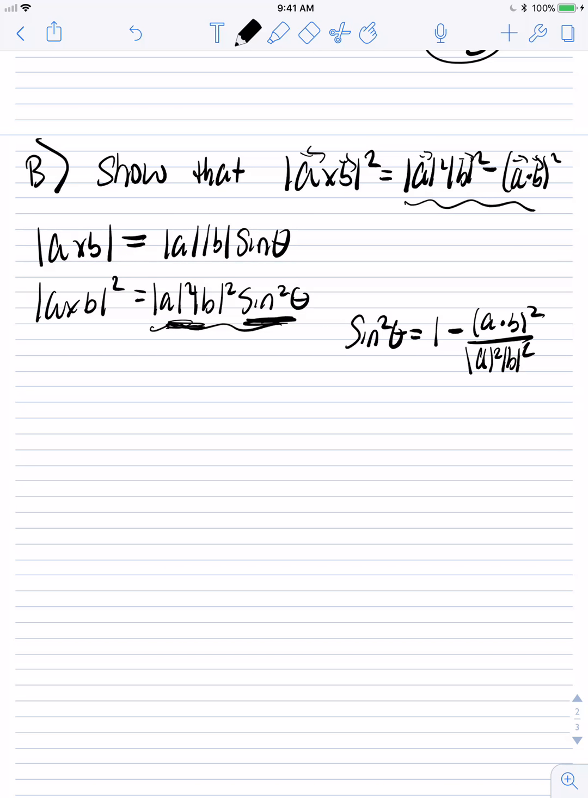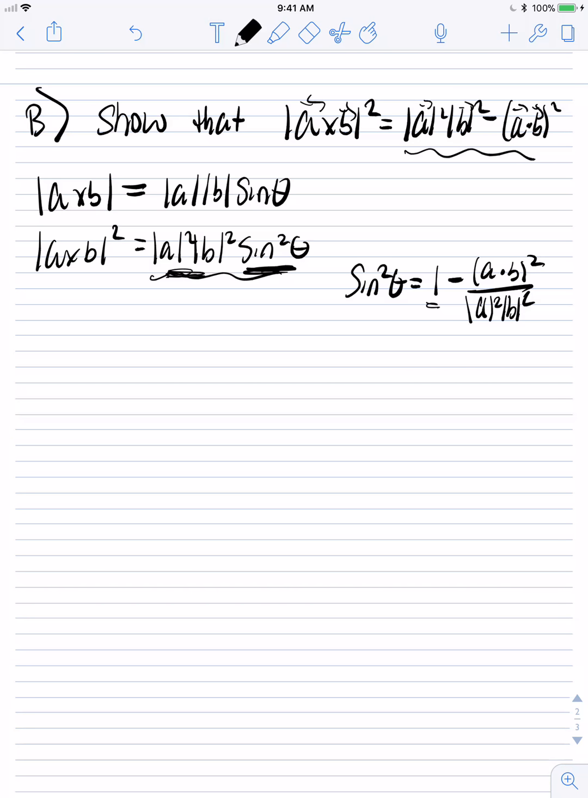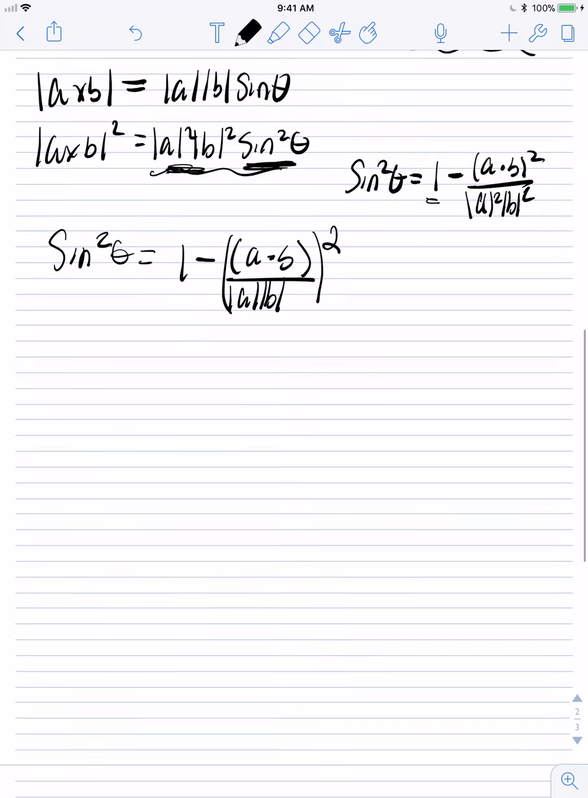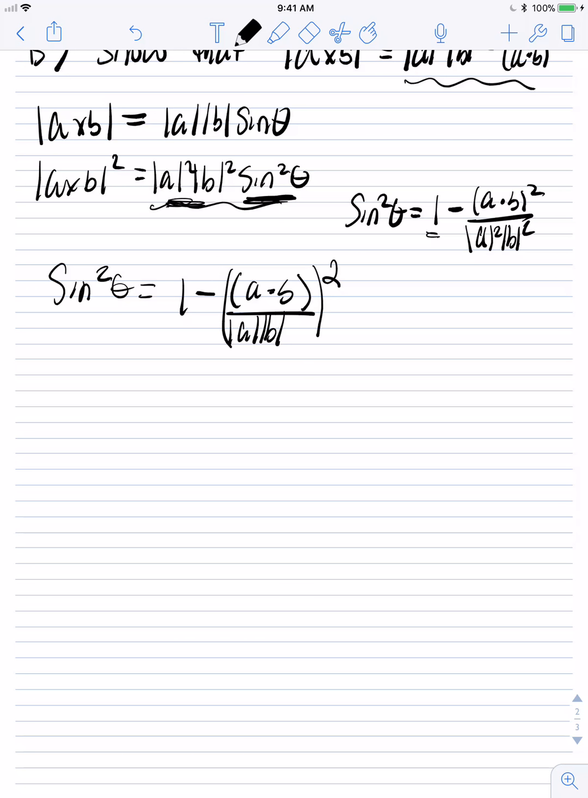So if we pull that out, we would get 1 minus a dot b squared over the magnitude a squared magnitude b squared, because they would cancel out. So if we're going to simplify this, we know sine squared theta is equal to 1 minus a dot b over a b, and all of this would be squared. So what we also know is a dot b is equal to magnitude a magnitude b times the cosine of theta.